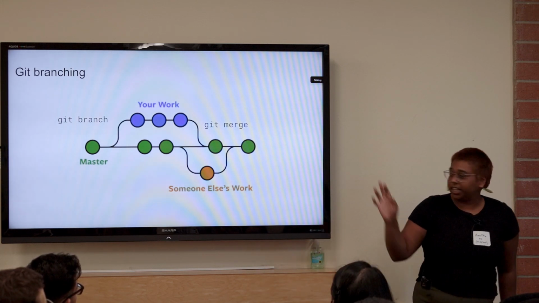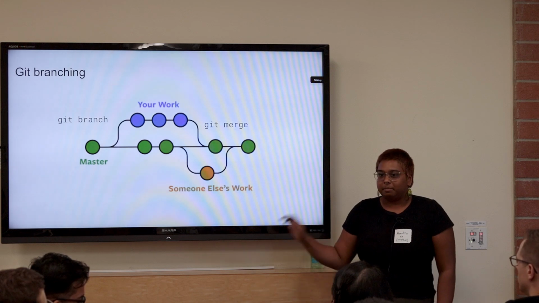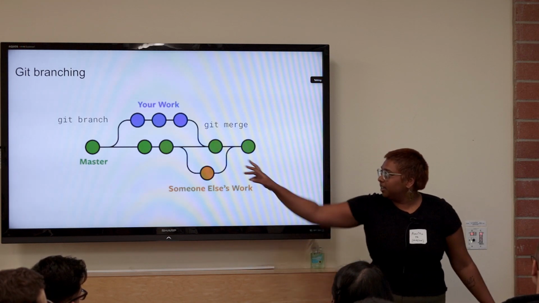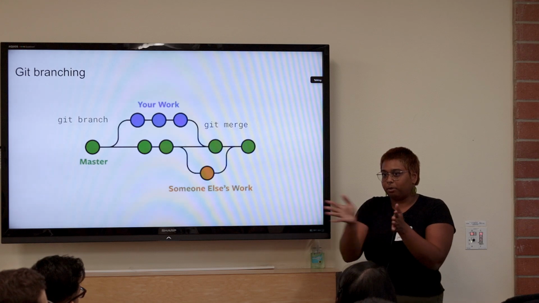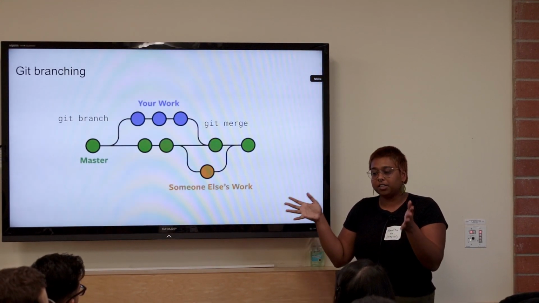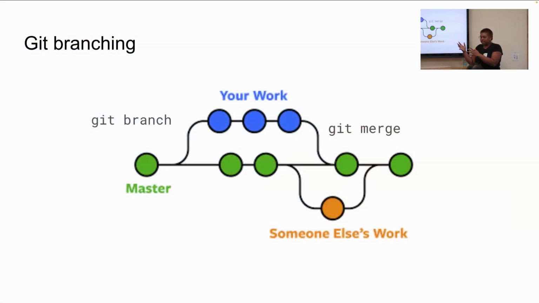I'll tell you about all these commands in my tutorial in a second, but the way that you create your own branch is to git branch away from the main repository, make your changes, and then merge back into the code base.